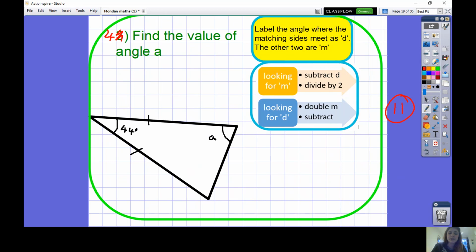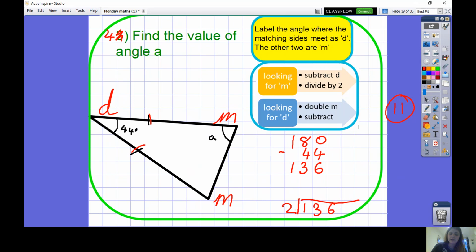Remember, you need to try doing these questions by yourself before you do the main sheet so you know whether or not you're confident. Okay, these are my two matching sides and they meet up here. This is angle D then, and these are angle M's. I'm looking for the matching angles, so I need to subtract first. 180 take away 44 would give me 136, and then I'm doing 136 divided by 2, and that will give me 68 degrees.